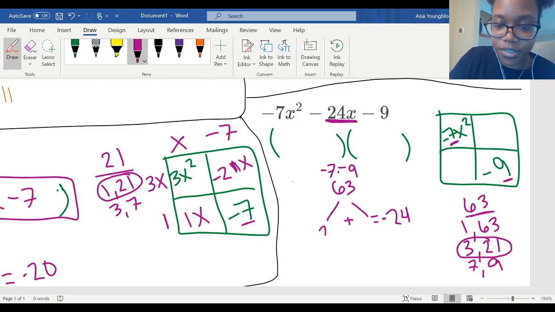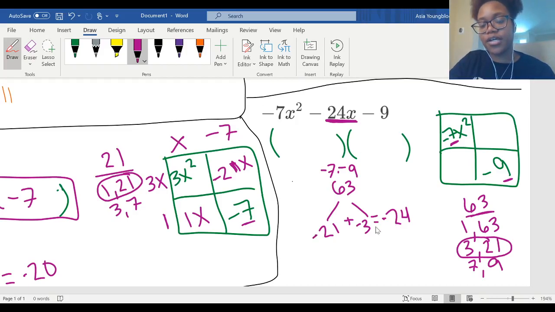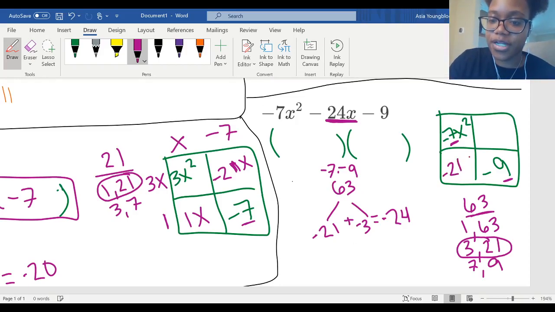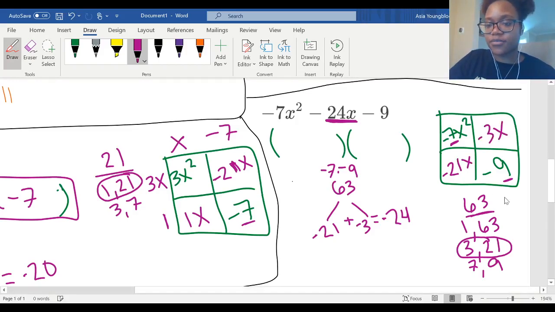So if we put 21 and 3, they both have to be negative in order to add to negative 24 and multiply to positive 63. So in the box, we're going to have negative 21x and negative 3x. Again, negative 21 plus negative 3 gets us this negative 24x. Negative 21 times negative 3 gets us 63, which is also negative 9 times negative 7. So we've chosen the right values.